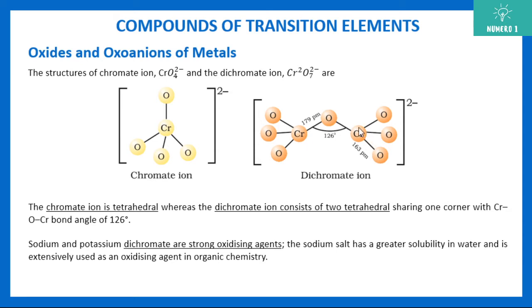Again, this is tetrahedral but made up of two tetrahedrons. You can see this is the chromium, and oxygen, oxygen, oxygen, oxygen. So this is one tetrahedral, and on the other side as well there is a tetrahedral structure. So this is your dichromate ion, because there are two chromiums inside. So chromate ion is tetrahedral, whereas dichromate ion consists of two tetrahedra sharing one corner with a Cr-O-Cr bond angle of 126 degrees. Note that both potassium and sodium dichromate are strong oxidizing agents.